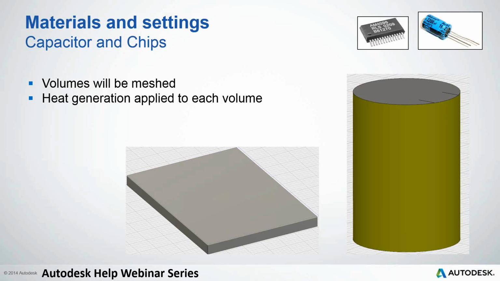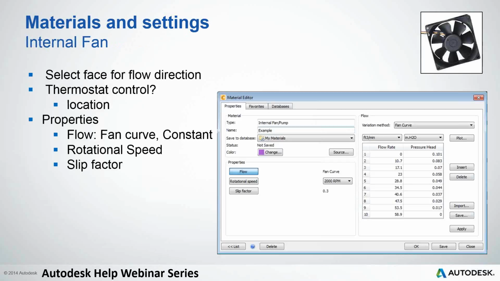Yeah, the easiest component in here. That's why I picked it to do. All right, so next we have an internal fan. The internal fan is a tiny bit more complicated, but still quite easy. You grab a volume, select the face to get a flow-through direction, and at that point you can just hit OK. You can use a constant flow rate, or you can decide, I need to use a fan curve.